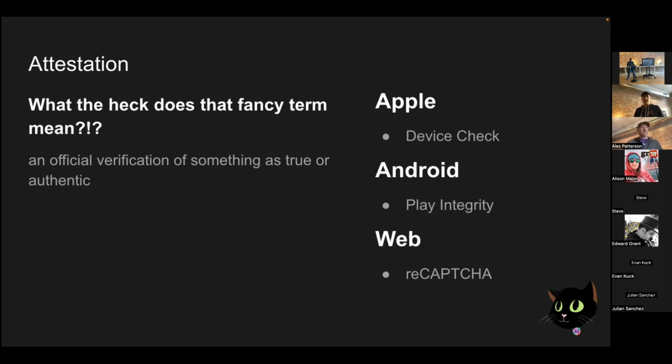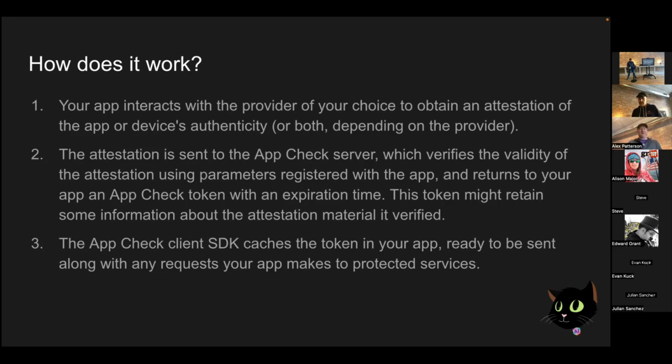Apple has Device Check to do its attestation. That's a provider that they have. Android has Play Integrity, and web, of course, which we'll be talking about tonight, is reCAPTCHA. So how does it work? One, your app interacts with the provider of your choice, those providers that we just showed, to obtain an attestation for the app or device's authenticity. Two, the attestation is sent to the App Check server, which verifies the validity of the attestation using parameters registered with the app.